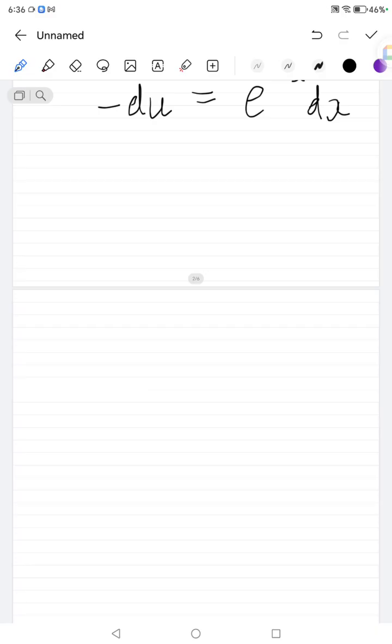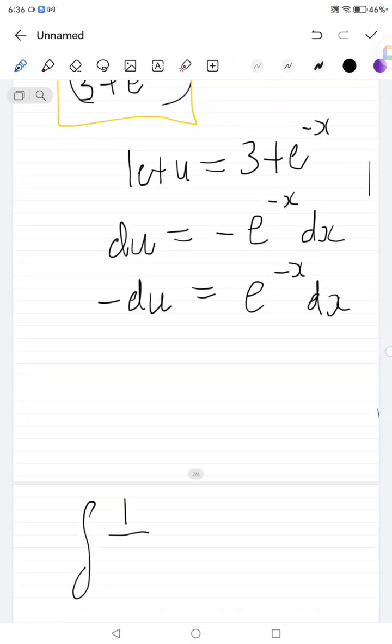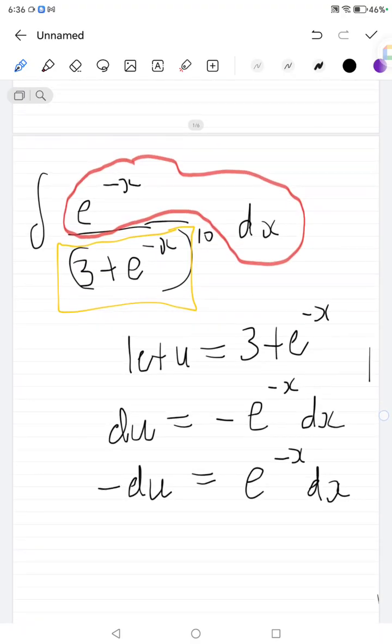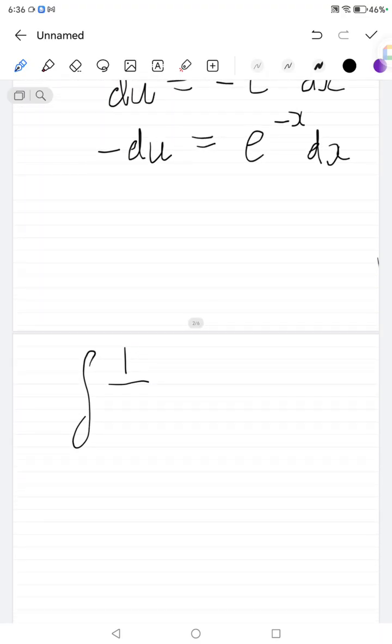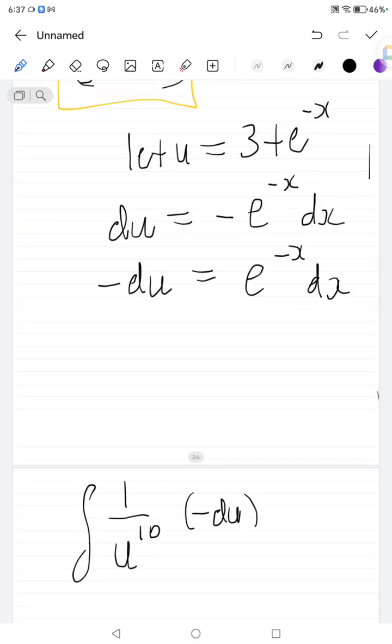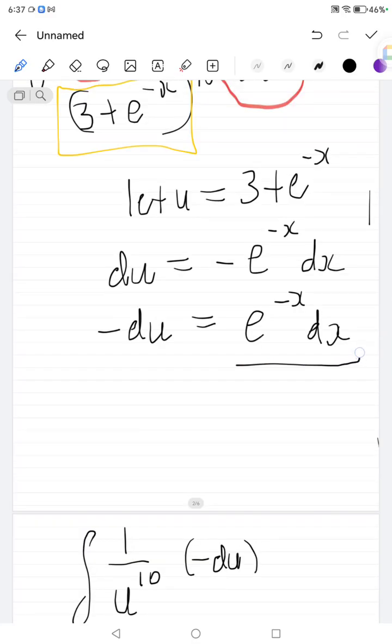What are you going to be having? You're going to be having your 1 over u to the exponent 10. Let me just check again. Okay, we said that one is going to be u. Then it's going to be your u to the exponent 10. Then this side you're only going to be having minus du. Remember, this side, your e to the exponent minus x dx, we only have to replace it with minus du.